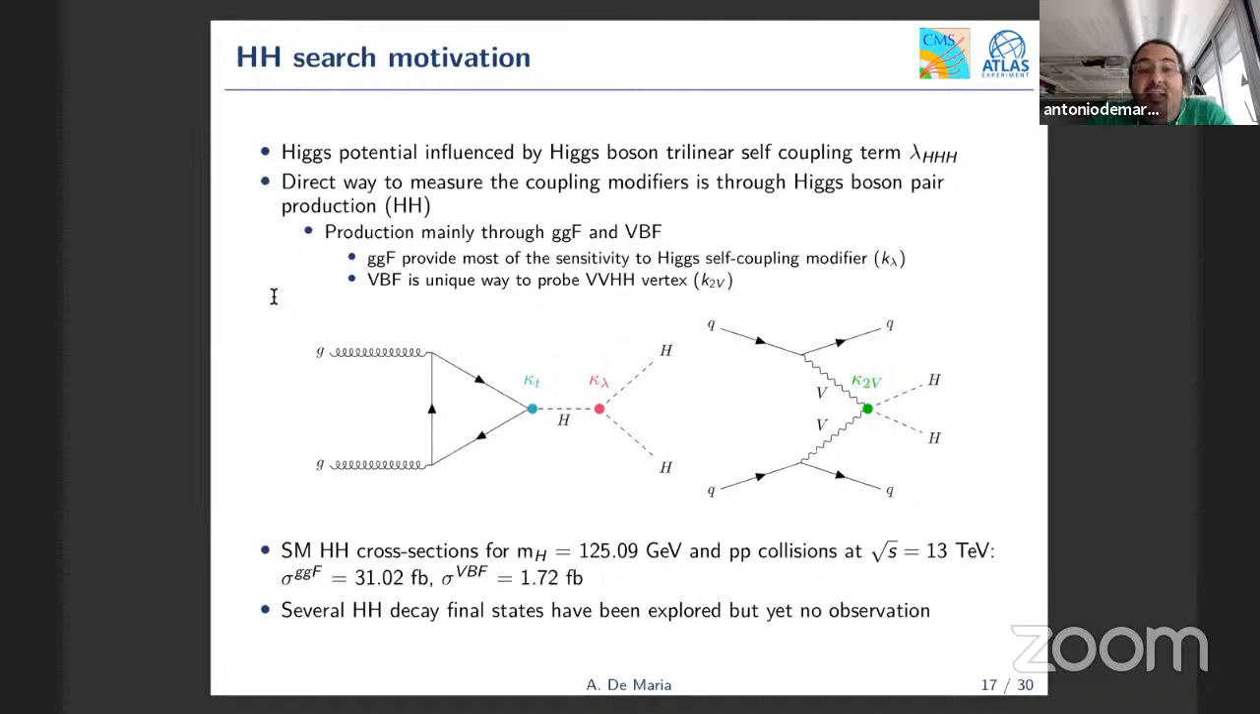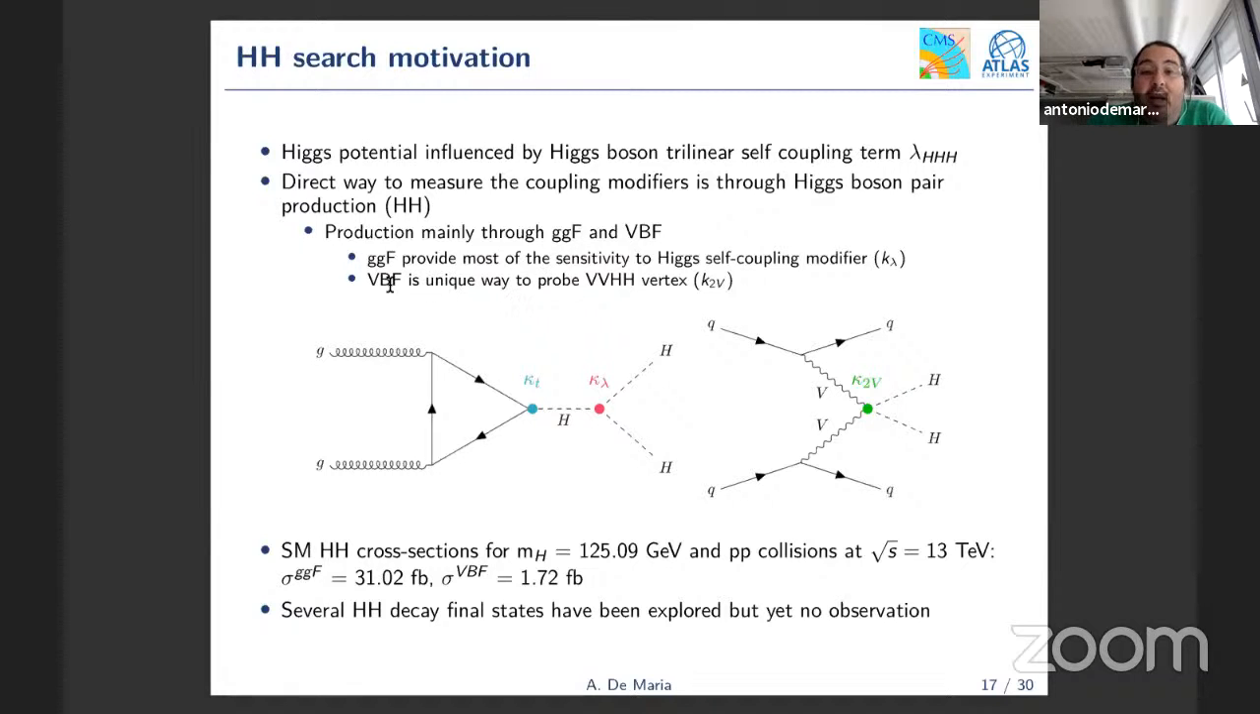Next item, which I would like to talk about, moving from single Higgs searches to di-Higgs searches, is this: we know that the Higgs potential is influenced by the trilinear self-coupling of the Higgs boson, and the direct way to measure the coupling modifiers is to search for di-Higgs boson production, and this is mainly through gluon fusion and vector boson fusion.